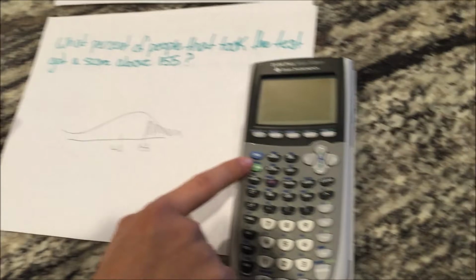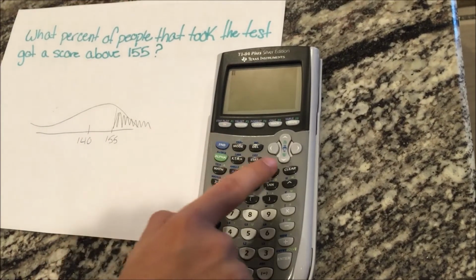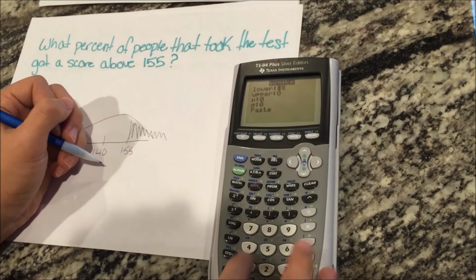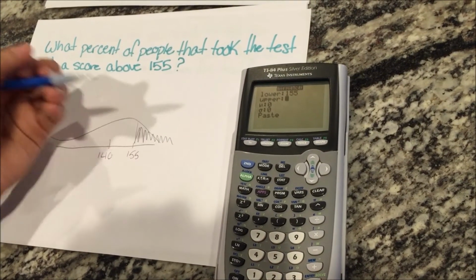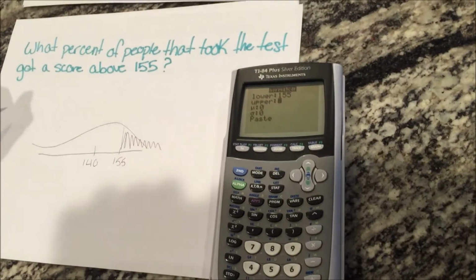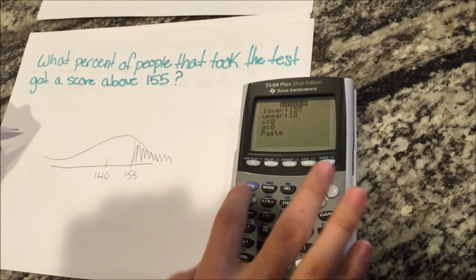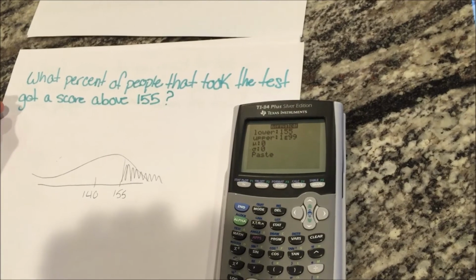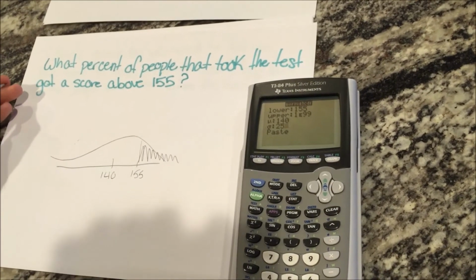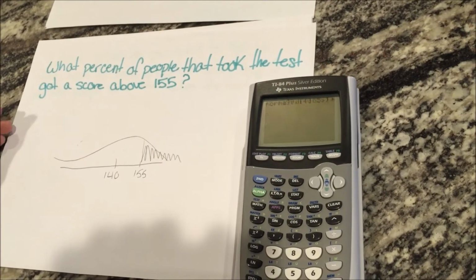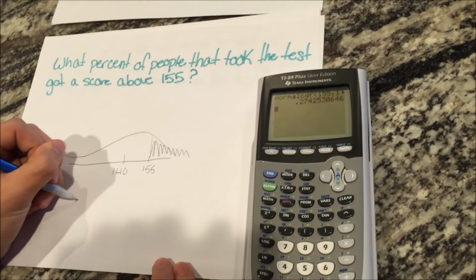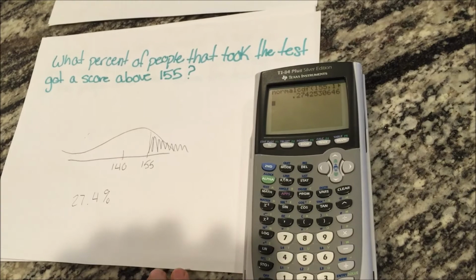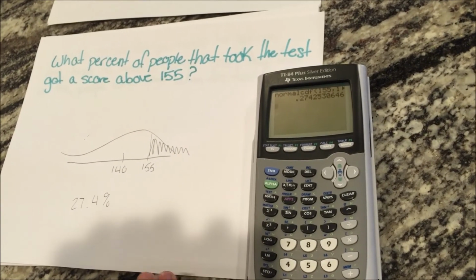Then we go back to the normal CDF, second vars, and the lower bound is 155. The upper bound, you want to go as high as you can, so you want to go 1 to the power of 99, which is a huge number. And then the mean is 140 from the problem, and the standard deviation is 25 from the problem. So 27.4% of people got a score above 155 on this test.